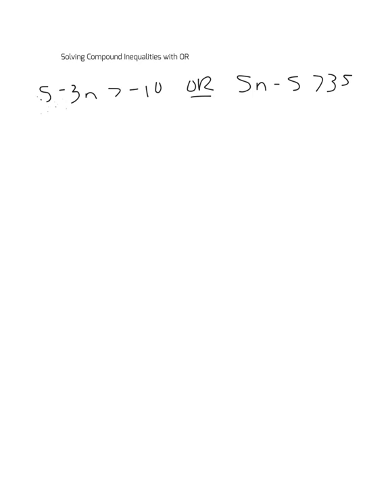Today we are solving inequalities with OR, compound inequalities. So we have an OR statement, which means the graph should be going in opposite directions. So what we're going to do here is just go ahead and solve it by subtracting 5 from both sides. So we have negative 3n is greater than negative 15. Divide by negative 3.